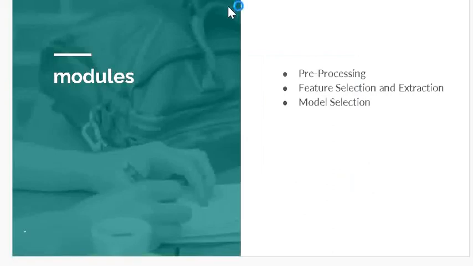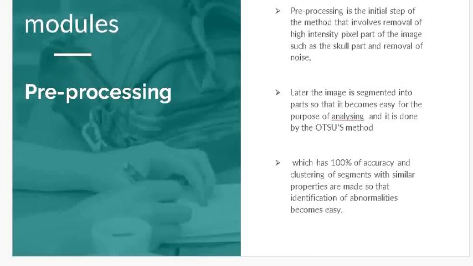Modules. We are using three modules. First one is pre-processing, then feature extraction and selection, and model selection. Pre-processing is the initial step of the method that involves the removal of the high intensity pixel part of the image, such as the skull part, and removal of noise.